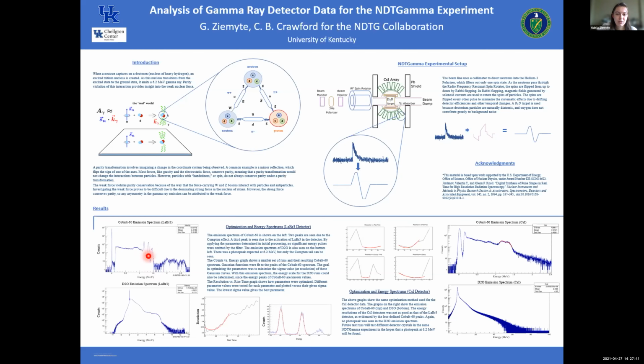And so here we have the two peaks from the Compton effect. And this third peak is due to the lanthanum bromide reacting or emitting gamma rays of its own.